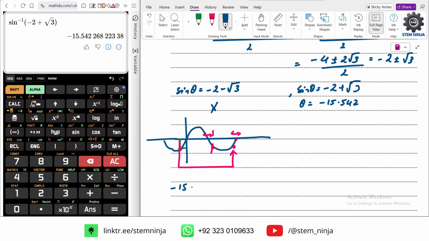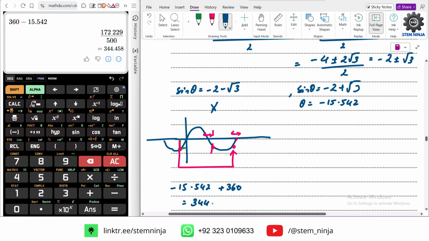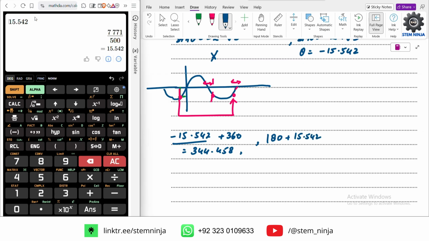So 360 minus 15.542 is 344.458. And you see the distance would still be 15.542, so the other one would be 180 plus 15.542. So 180 plus, this would be 195.5.